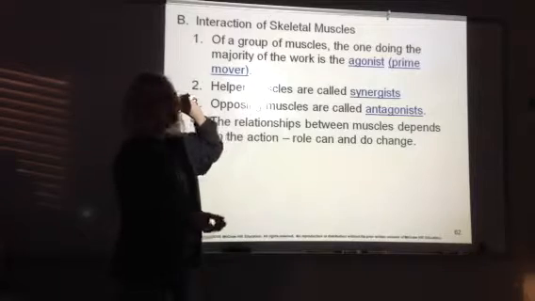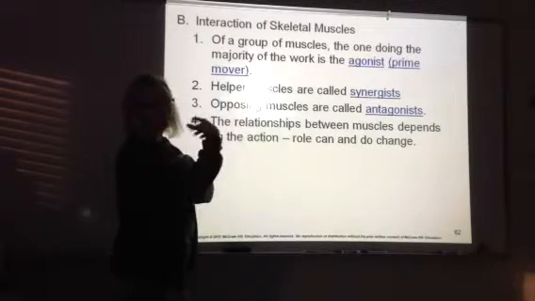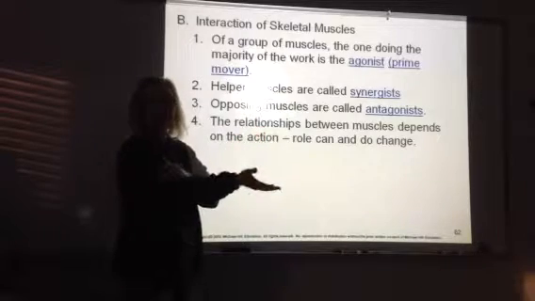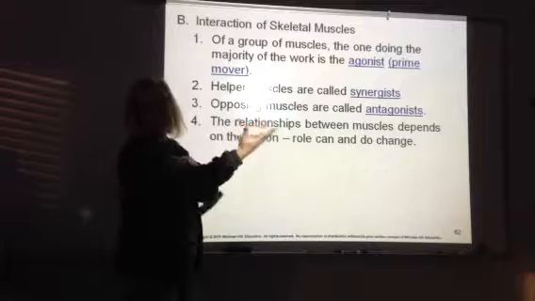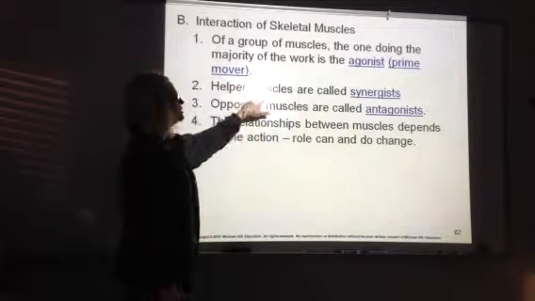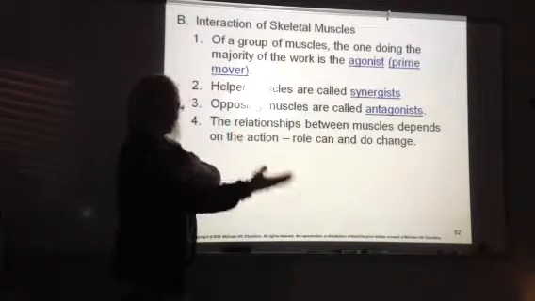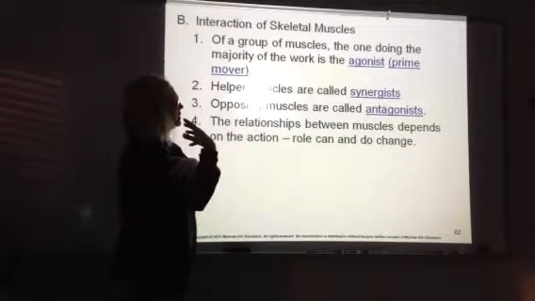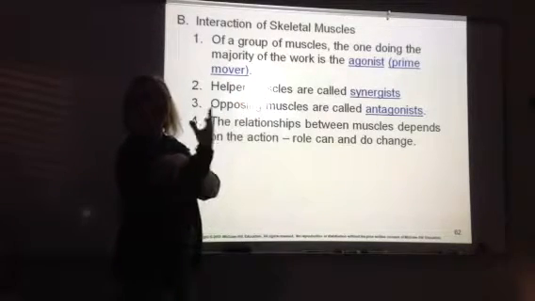So the muscle that does the majority of the work, so if I'm looking at my biceps again, that would be my prime mover. It's the agonist, it's the one that does the prime movement, it's the primary muscle that's working. Helper muscles are going to be your synergists. So my deltoid helps a little bit. My brachioradialis might help a little bit. Those would be synergists. They help with the movement.